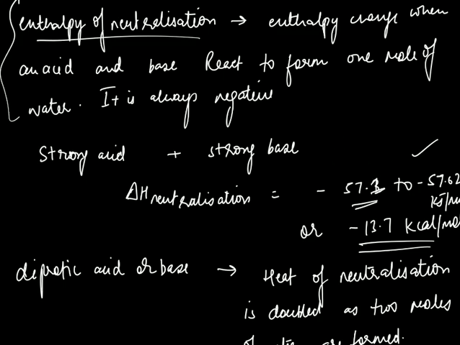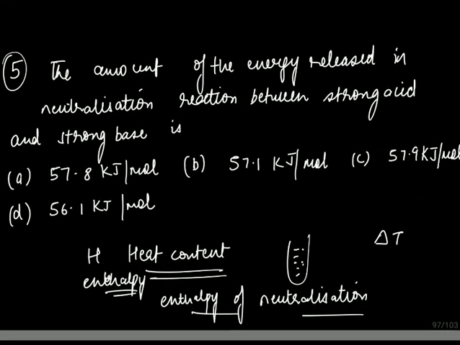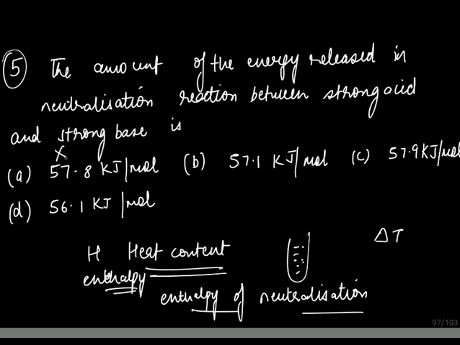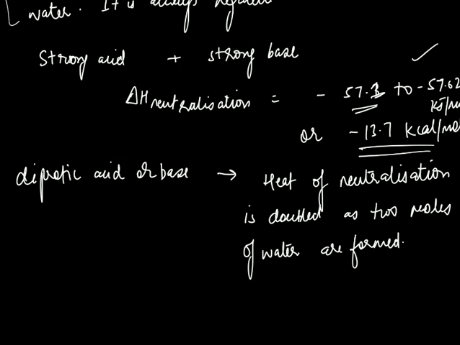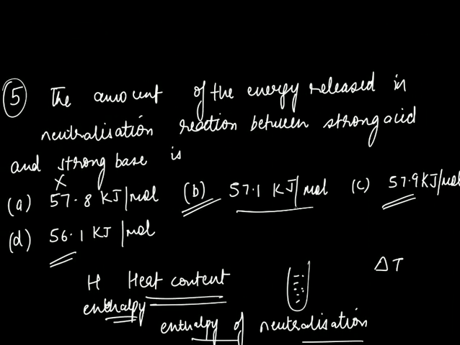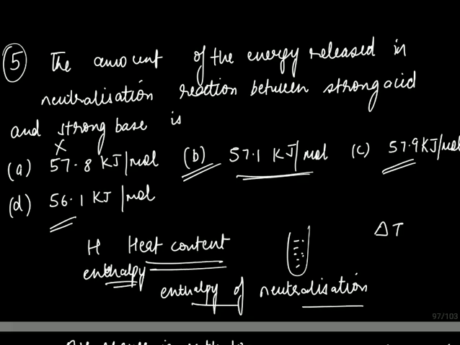That is okay. If you can see the options given over here, 57.8 is not our answer. 57.1 is the nearby answer. 57.9 is too high. 56.1 is not an option, there is no option for that. So the correct answer is this one. I hope you have understood this concept.